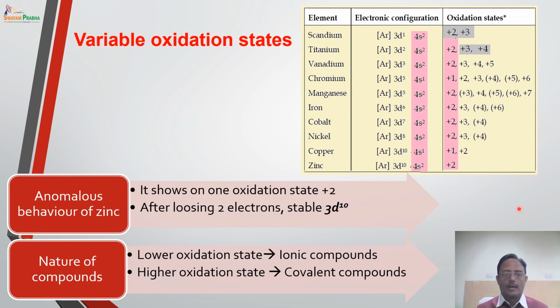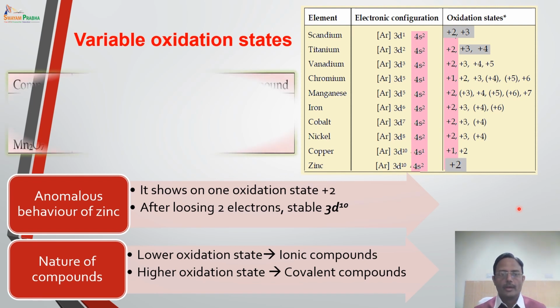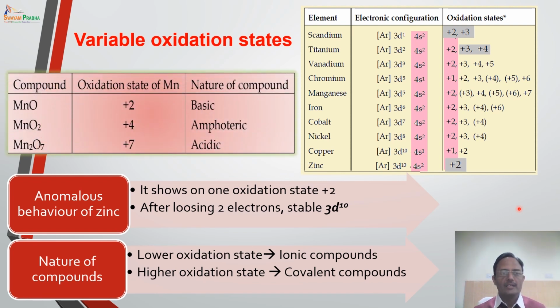Now when a compound is formed in different oxidation states, the properties of the compound go on changing. Take an example. Manganese forms 3 types of oxides: MnO in +2 oxidation state, MnO2 in +4 oxidation state, and Mn2O7 in +7 oxidation state. Now this MnO is distinctly basic in nature. MnO2 is amphoteric, showing the properties of both acidic as well as basic oxides, and Mn2O7 is acidic in nature.